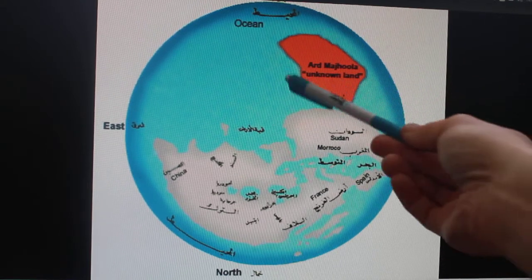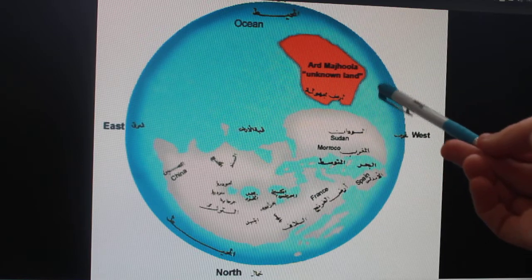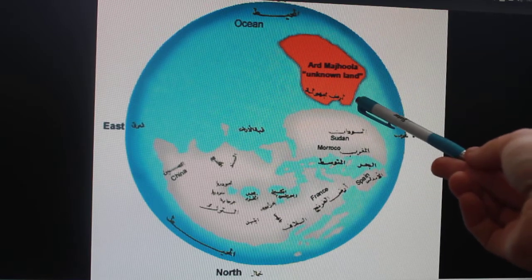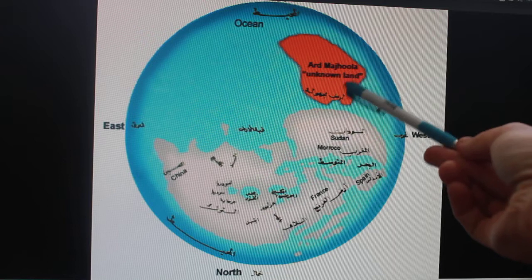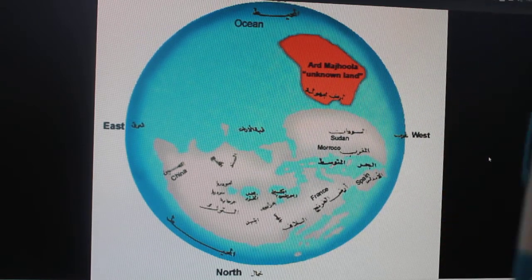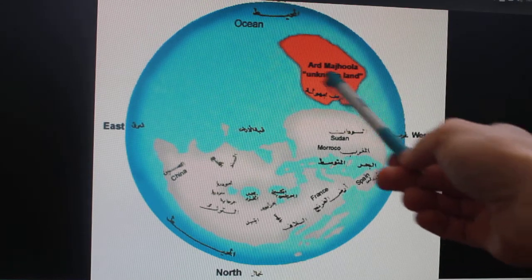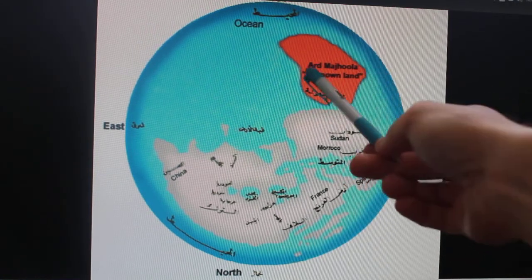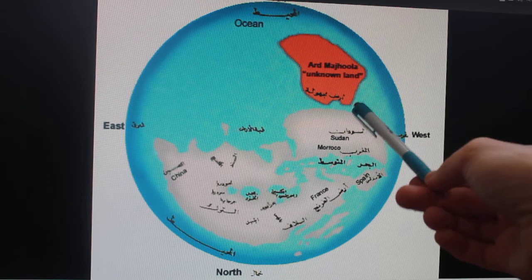The unknown, he's even called it Incognita. Look at that. He's talking about the Southland. He's not talking about America. Some people have said that must be America. No, that's Australia. Mapped 900 AD. Look at that. We've known about it for a very long time.